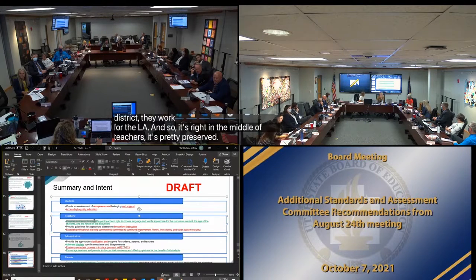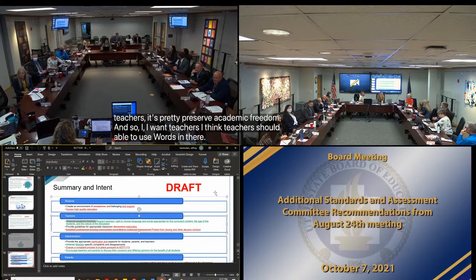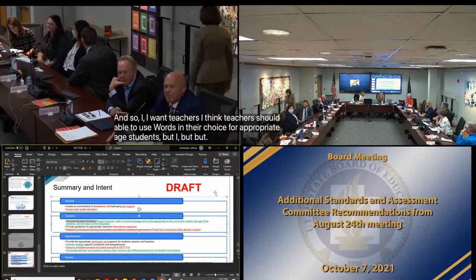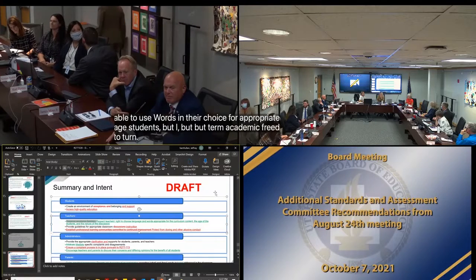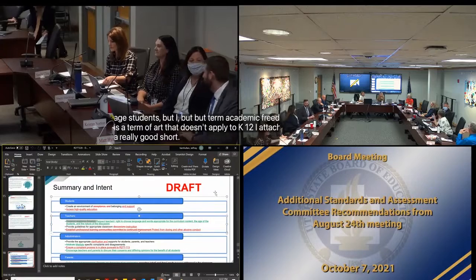I want to preserve academic freedom, and I think teachers should be able to use words of their choice for appropriate age students. But academic freedom is a term of art that doesn't apply to K-12. I attached a really good short article from Kaplan Magazine.